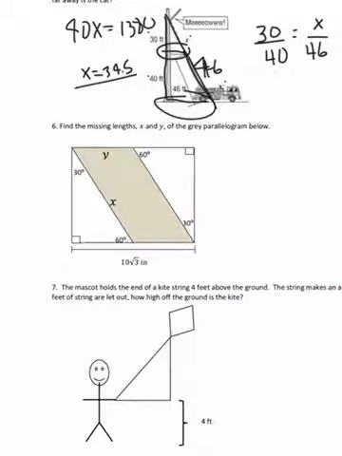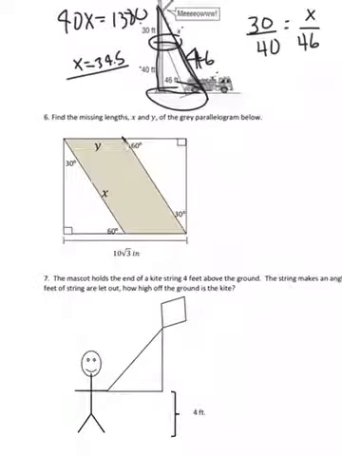Number 6, find the missing lengths of X and Y of the gray parallelogram below. So we need to find the length for this parallelogram here that has two 30, 60, 90 special right triangles on each side. Okay, so a couple things here. You see at the bottom they give you a total length of 10 square root of 3, which is the entire thing. Part of the parallelogram and then obviously part of the 30, 60, 90.